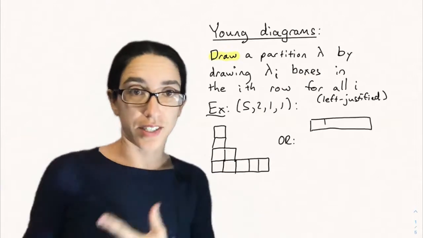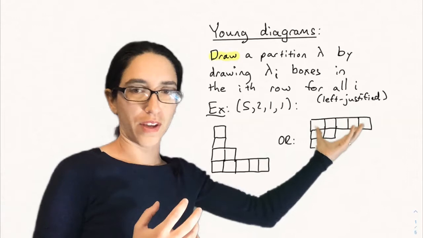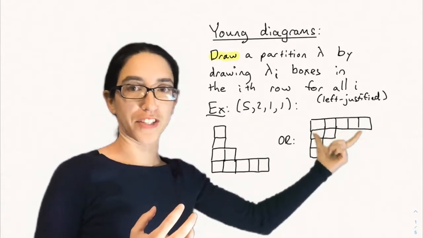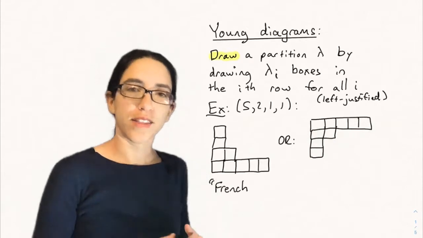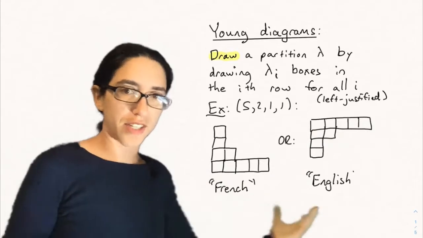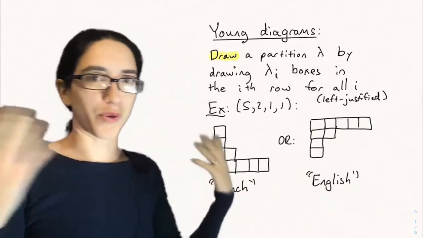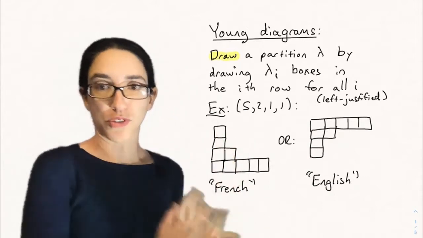Now you may see in some texts that books might write them in the opposite direction. So the 5 would be on the top, and then the 2, and then the 1, and then the 1. And that's another common way of writing it. These are both perfectly good ways of drawing your partitions. This is called the French convention, and this is called the English convention. There's also a Russian convention, which is sort of diagonal. There's lots of different ways of drawing them.